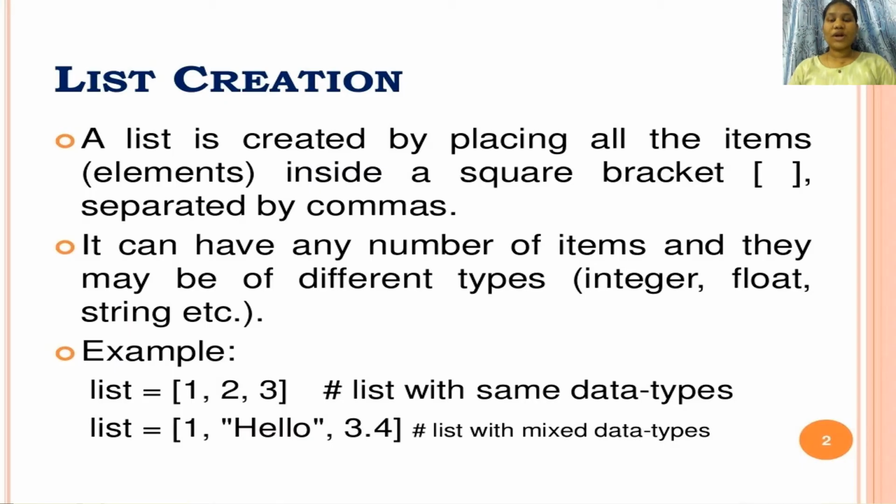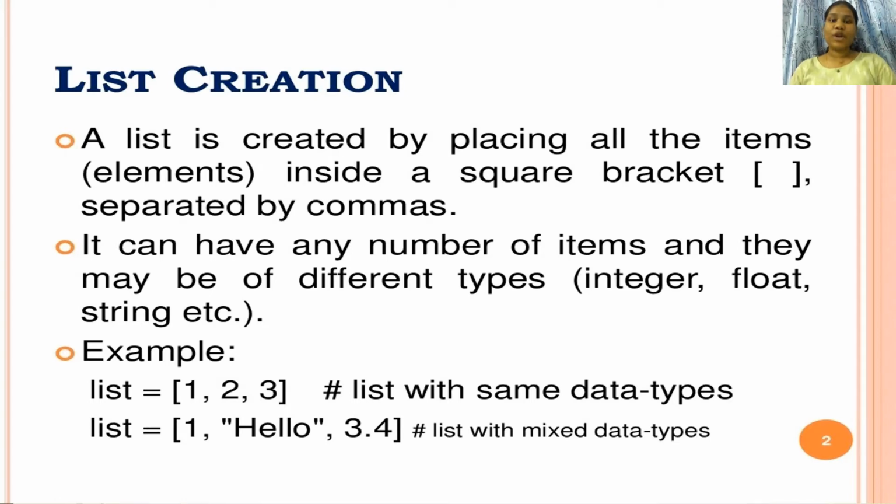In order to know what list methods in Python are, you must know what a list is. A list is a versatile data type. It is a collection of elements or items separated by commas, and it is represented in square brackets. It can have any number of items, and they may be of different data types such as integer, float or string. The example I took is a list consisting of the numbers 1, 2 and 3 separated by commas and represented in square brackets.